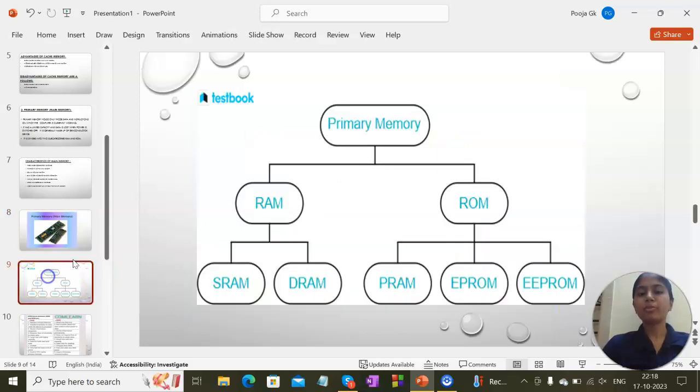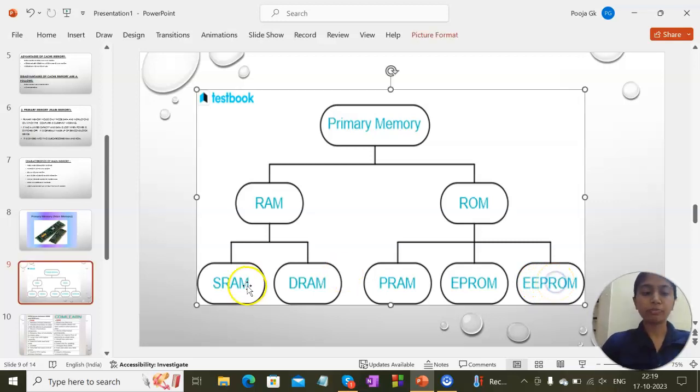And the types of primary memory are RAM and ROM. RAM has two types, SRAM and DRAM. ROM has three types, PROM, EPROM, EEPROM. SRAM means static RAM and DRAM means dynamic RAM. PROM means programmable ROM, EPROM means erasable programmable ROM, and EEPROM means electrically erasable programmable ROM.